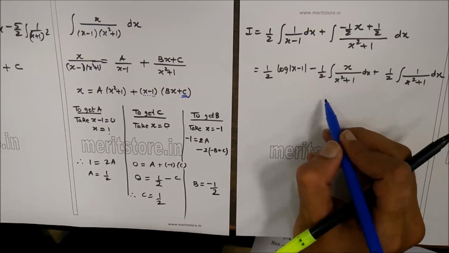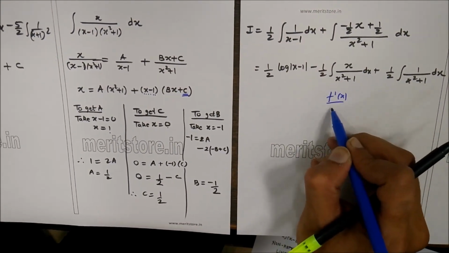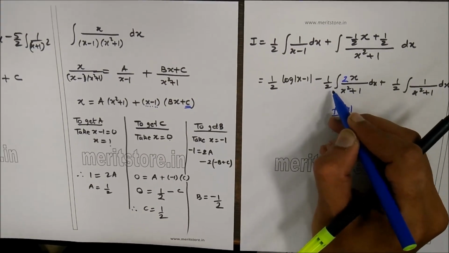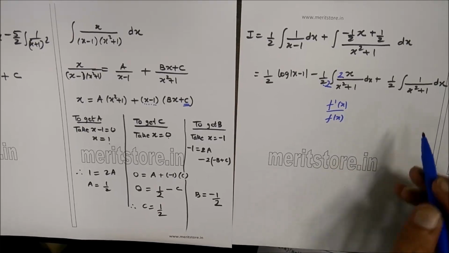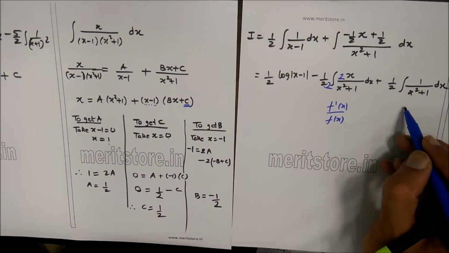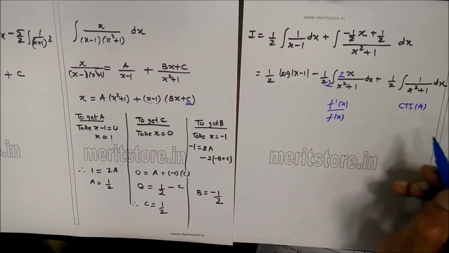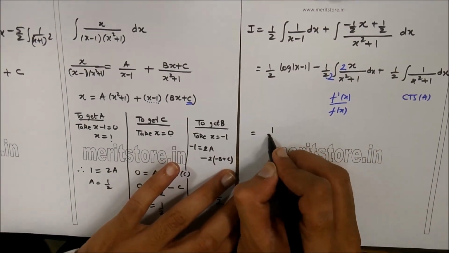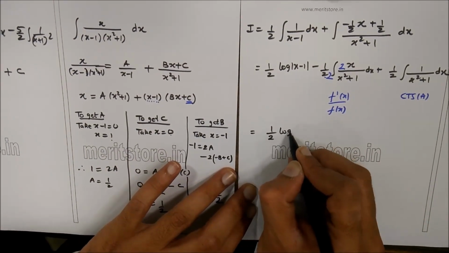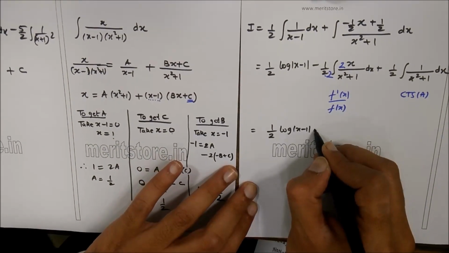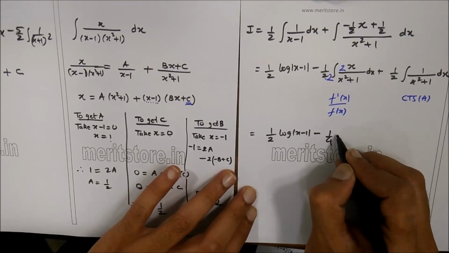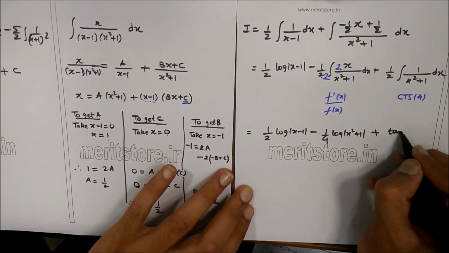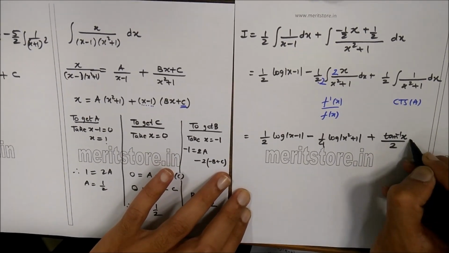Observe, this is of the category f dash of x upon f of x. Just as the derivative of x square is 2x, we are going to adjust this 2 and a 2 here. Coming to this category, this is our type of CTS category A, which we learned previously. Applying the respective formulas, the final answer would be 1 by 2 log mod x minus 1 minus 1 by 4 log mod x square plus 1 plus tan inverse of x upon 2 plus c.